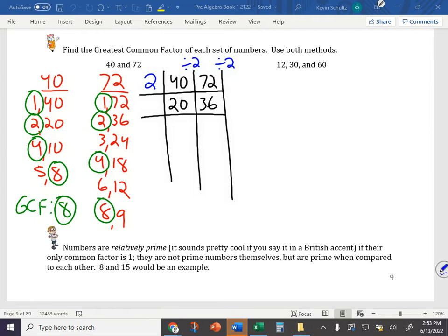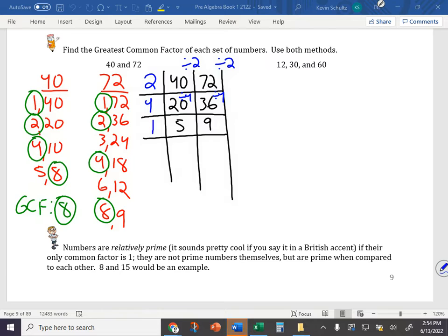And now we look and we say, okay, what's another number that goes into both 20 and 36? We could use 2 again because they're both even, but I do notice that 4 goes into both 20 and 36. I'm going to put a 4 there. And I'm going to divide 20 by 4, divide 36 by 4. In the next line of my chart, 20 divided by 4 is 5, 36 divided by 4 is 9. And at this point, you look at 5 and 9, and the only number that goes into each of them evenly is 1. And that's what we like.